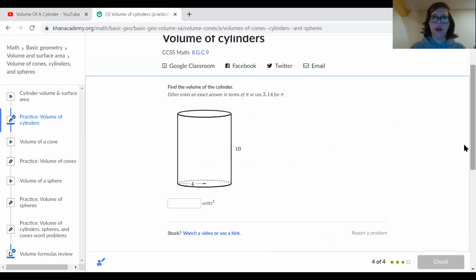All right, and this is the last question. All right, so go ahead and find the volume of this cylinder. I will give you the formula. Volume equals pi times r squared times height, or h, right? All right, and then you should know by now, hopefully, this is your radius and this is your height. All right, so I'm going to give you a chance to solve it and then we will check it.